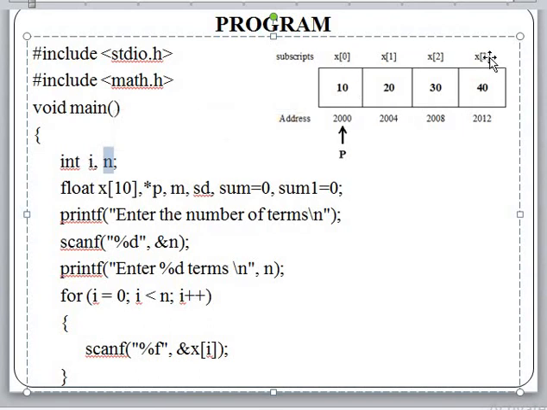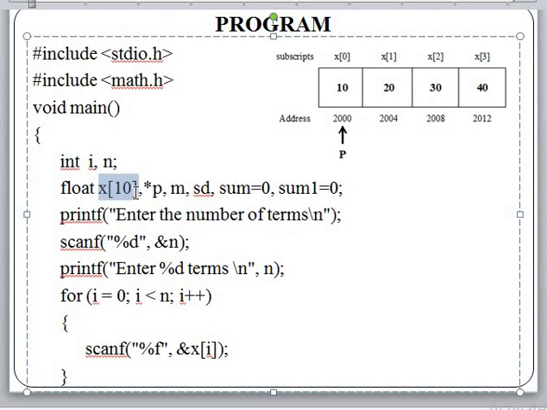Now i begins from 0. It will go up to i equal to n minus 1, that is 4 minus 1, which is nothing but 3. So n tells about the number of elements, and i gives you access to an element in array x.